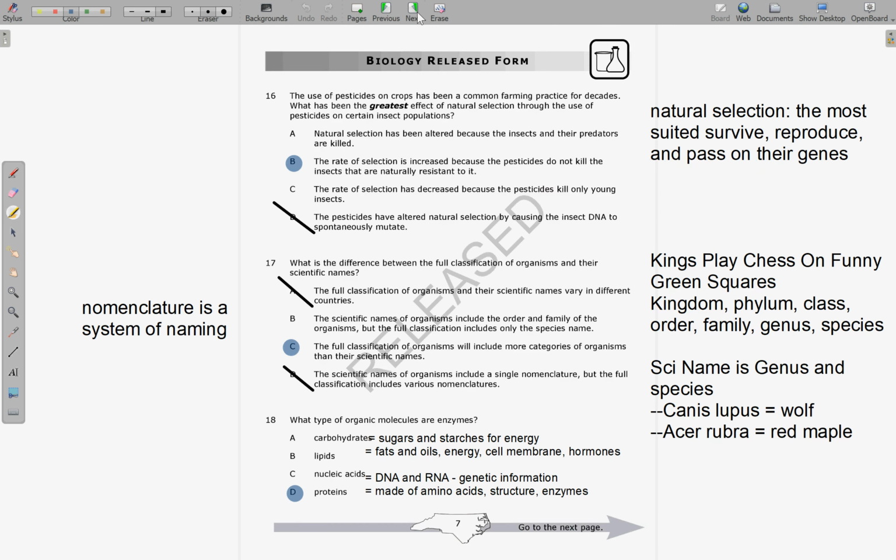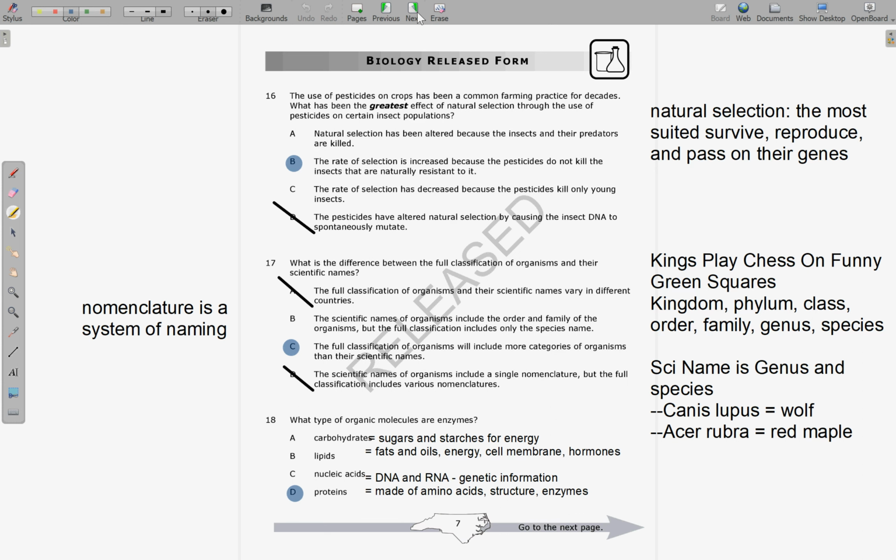Remember the mnemonic device, kings play chess on funny green squares. Kingdom, phylum, class, order, family, genus, species. The scientific name of an organism is made up of the genus and the species. The genus is capitalized, the species is not. Nomenclature for your vocabulary list is a system of naming things.